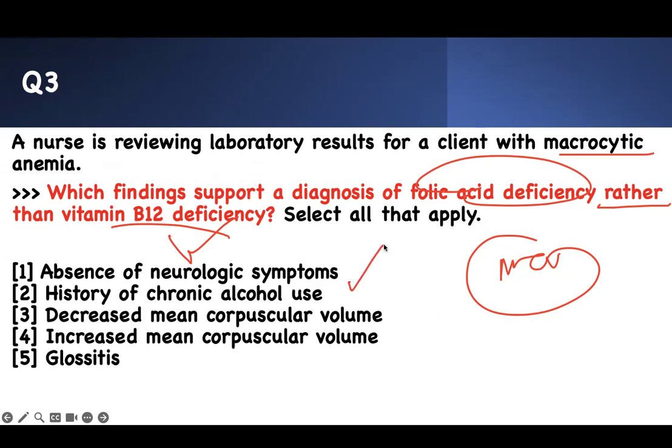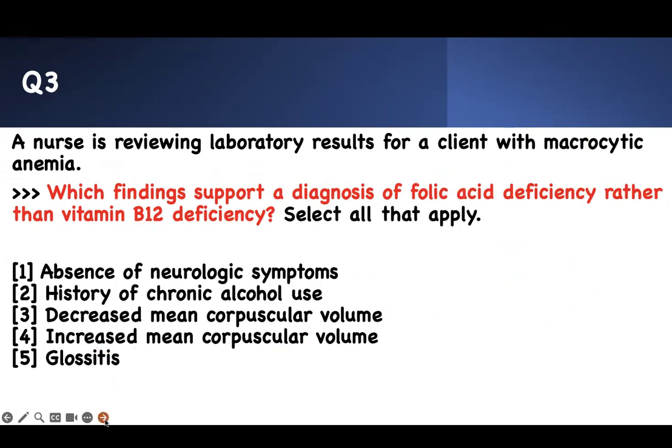What do you see? Decreased MCV. MCV is supposed to be large. You see micro here. Increased MCV. That sounds excellent. Glossitis is what? Associated with the B12 deficiency. So 1, 2, and 4 are your right answers. What is your score so far?